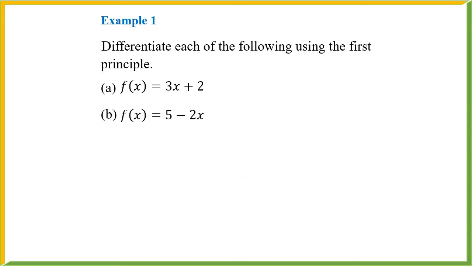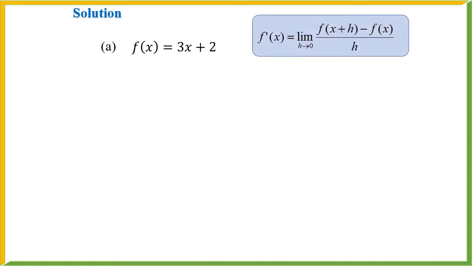Okay, now let's do some examples. Differentiate each of the following using the first principle. Okay, we have A and B. So by using the first principle, we just substitute into the formula of the first derivative. So what is the formula? It's the limit of f of x plus h minus f of x over h as h approaches 0. So we have f of x, so we have this part. We don't have f of x plus h.